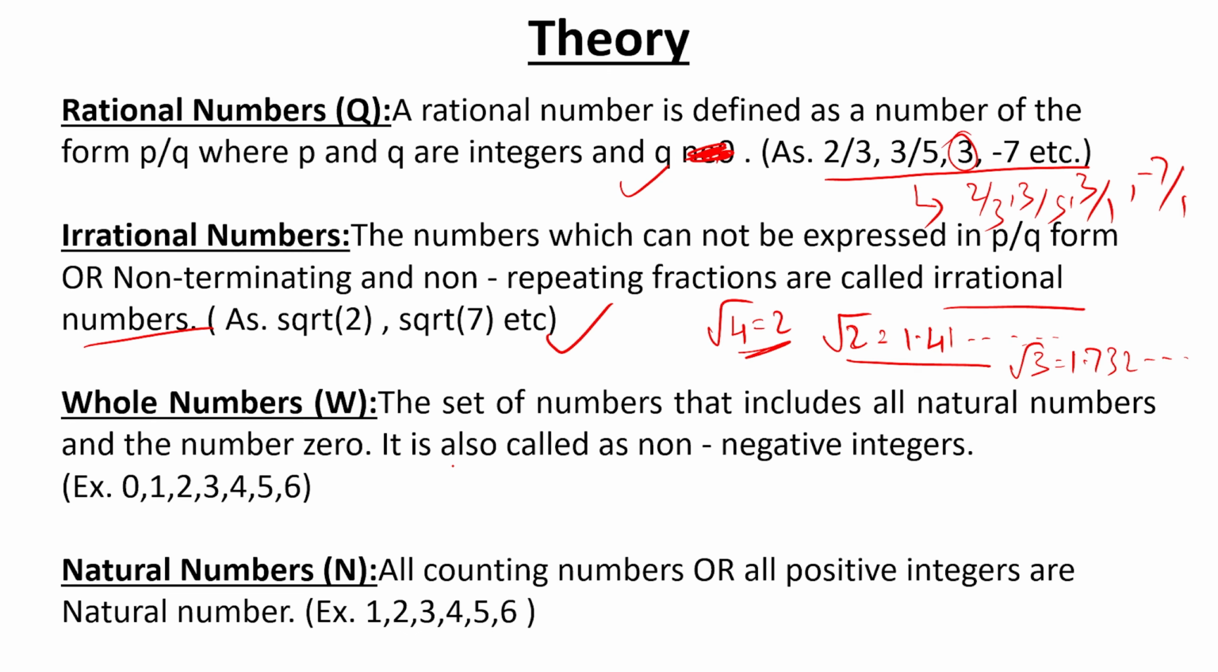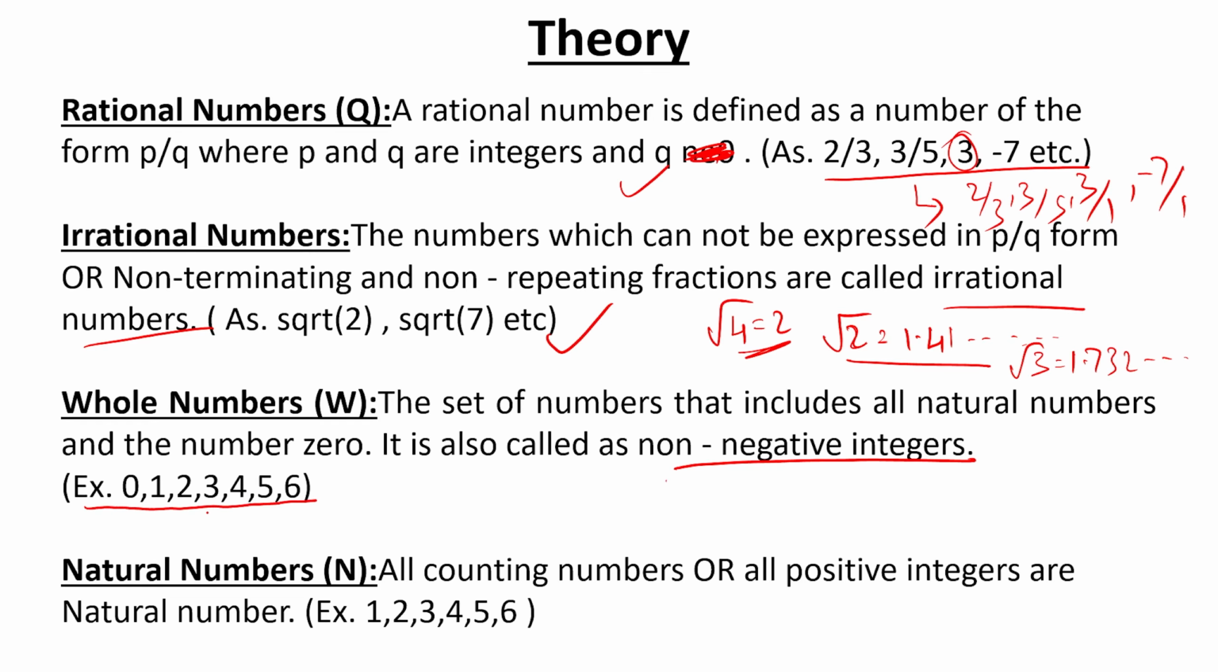Okay, let's get into the whole numbers. Whole numbers are the set of numbers that include all natural numbers and the zero. The number zero is also called non-negative integers. Okay, whole numbers have another name. Don't forget, a whole number can also be called a non-negative integer. You can simply look at the example here.